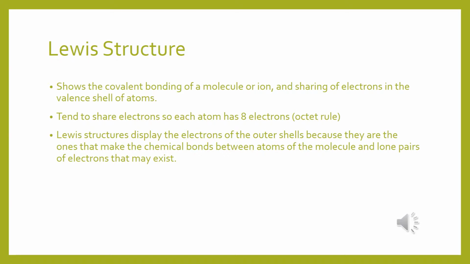A Lewis structure shows the covalent bonding of a molecule or ion and the sharing of electrons in the valence shell of atoms. Atoms tend to share electrons so that each atom has 8 electrons, which is referred to as the octet rule. Lewis structures display the electrons of the outer shells because they are the ones that make the chemical bonds between atoms of the molecule, as well as lone pairs of electrons that may exist.